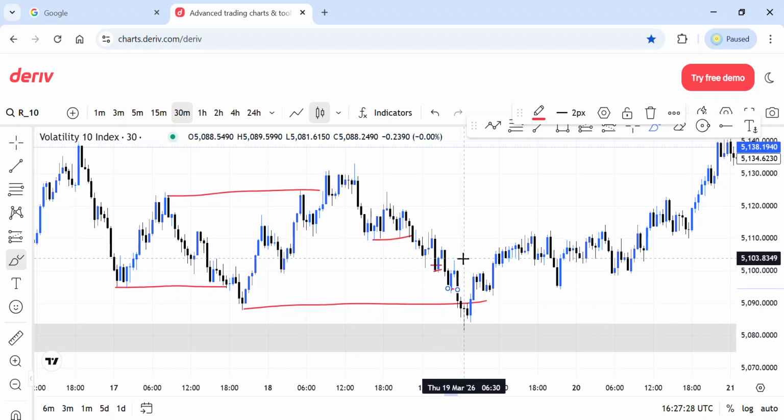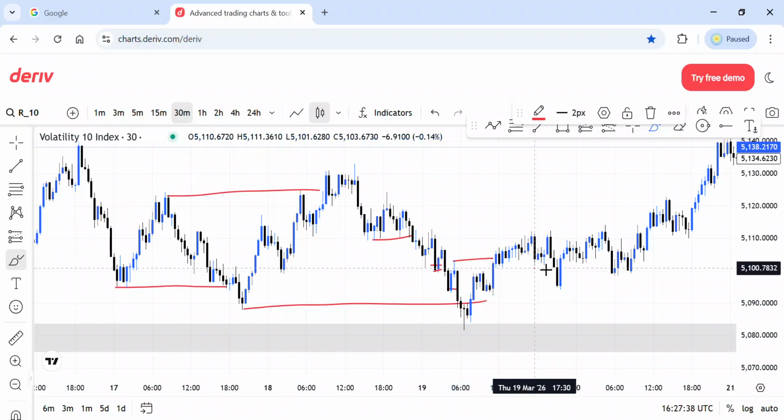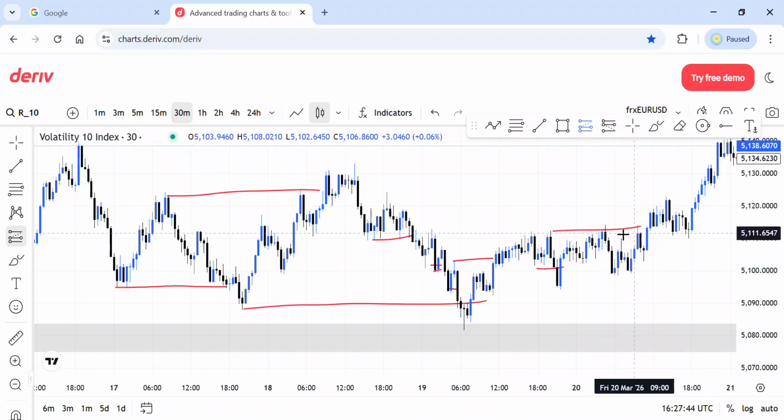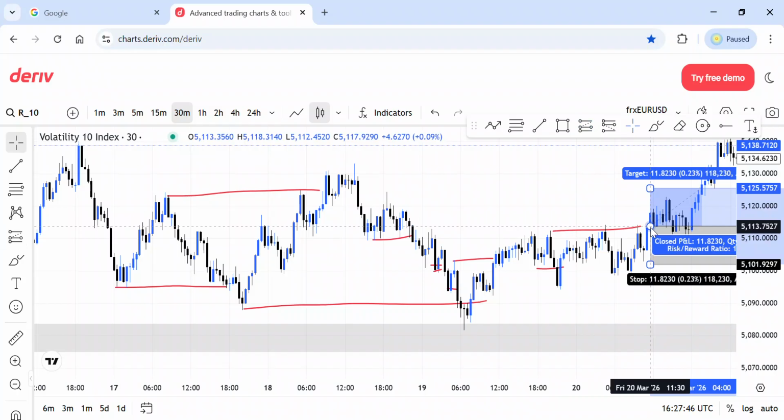I told you guys you need to watch the video I made on inducement. You need to watch it. So this was the minor inducement. Market took it out. After that, we see a liquidity run here too. The market gave us a BOS. So I bought from here. After this BOS, I bought. I just buy after the close of this candle.